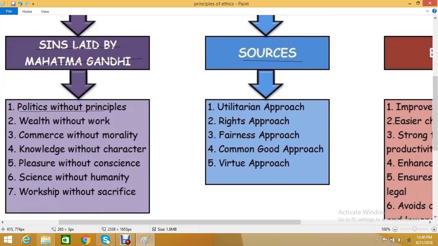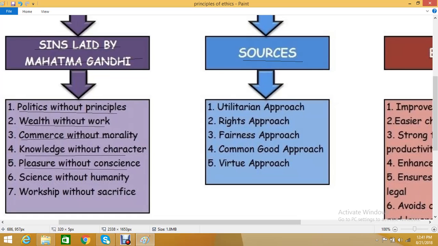One is politics without principle. If there are no principles, politics will not be correct, or it will go in different ways. Second one, wealth without work. Without work, wealth won't come. You can't be rich like that. Commerce without morality. In commerce, morality should be there. Knowledge without character. If character is good, then knowledge will be useful. If there is no character, there is no use of knowledge.